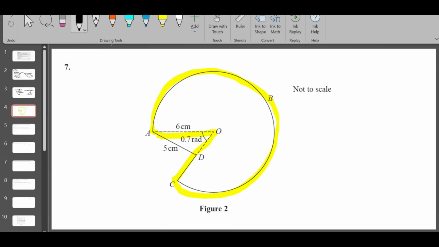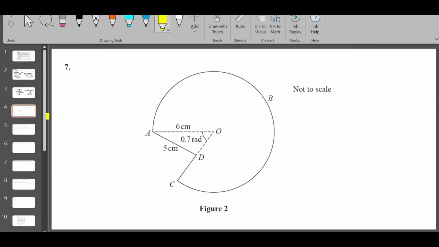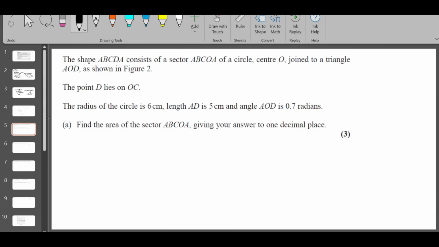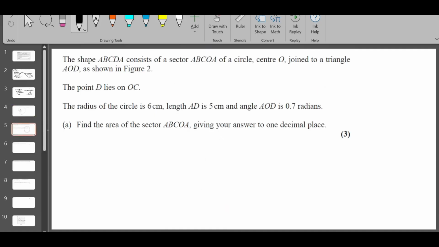So if you are finding area or arc length of the sector, you need to use this interior angle, and then there is a triangle AODA, right? That's what it says. Point D lies on OC. Okay, and then it says the radius of the circle is 6, AD is 5. So this is 6. That means OC, the total length, is also 6. And AD is 5. This angle is 0.7.